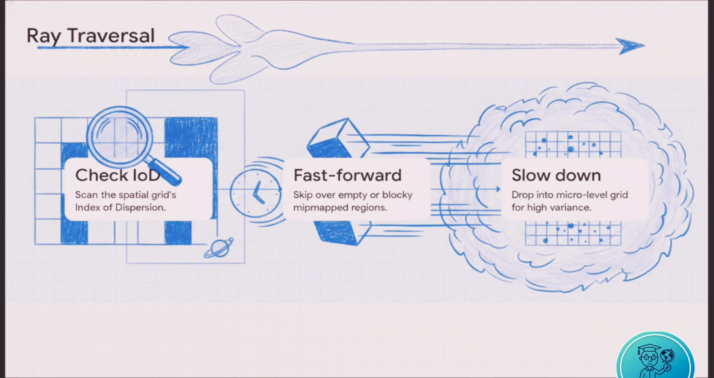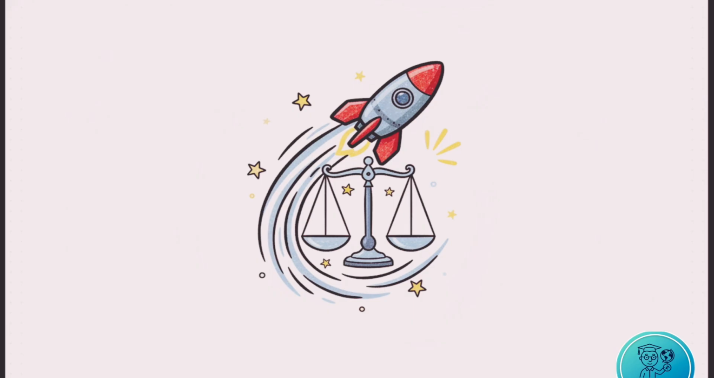But step 3, the second the ray hits a chaotic, high-variance shockwave, it's like turning onto a treacherous, bumpy dirt road. It slams on the brakes and immediately drops down into the micro-level grid to navigate the complex physics point by point. And here, we finally arrive at the massive payoff of this entirely unlikely crossover between 1980s texture rendering and 21st century astrophysics. Remember that frustrating 30-year struggle we talked about earlier? That endless, awful compromise between the agonizingly slow sniper rifle and the blurry, inaccurate shotgun?